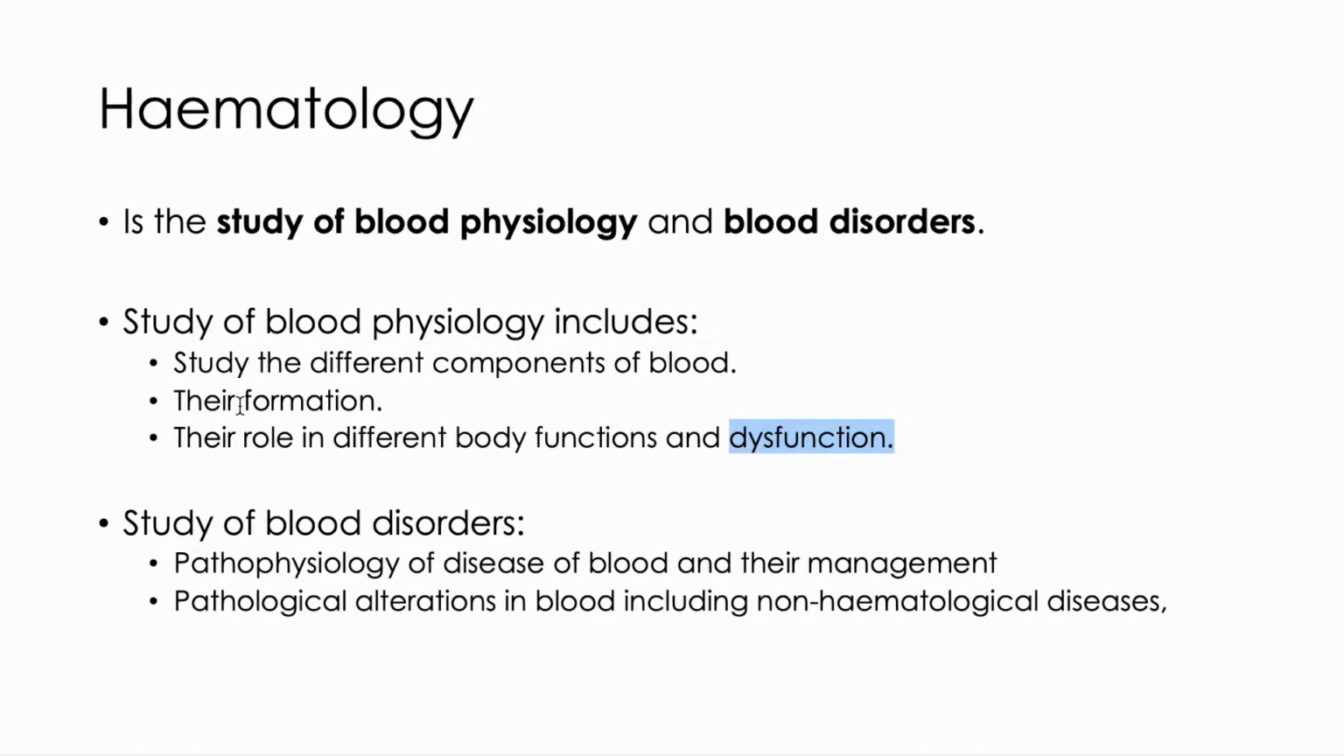In the study of blood disorders, we have the pathophysiology of diseases of the blood. So we can also get the management on top of the blood disorder. And then there are also the pathological alterations in the blood, including non-hematological diseases. It's not necessarily changes in the blood structures or in the nomenclature of the blood itself, but sometimes dysfunctions of another body system can also be reflected, examined or determined by obtaining the blood as the biological sample.